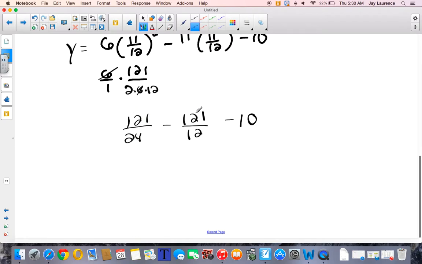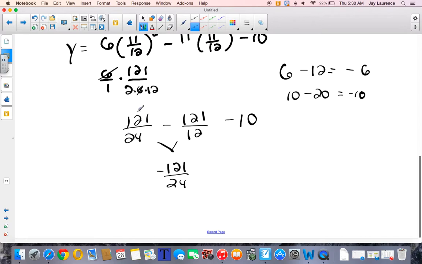Notice this is half of that once again. So if this is exactly half of that, then when I subtract, I should get a negative 121/24. I get this number. Watch. 6 minus 12 is negative 6. I get that sign, but that number. 10 minus 20, negative 10. See what I'm doing? This number is half of that number. So therefore, when I subtract, I get the negative of this number left over. All right, minus 10.